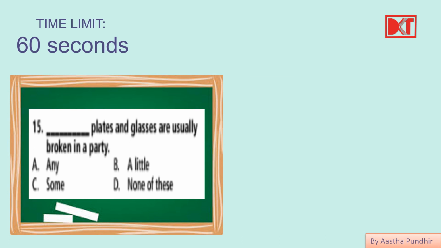Okay, now the next one says dash plates and glasses are usually broken in a party. Any plates and glasses, a little plates and glasses, or some plates and glasses. Here the correct answer is C. Some plates and glasses are usually broken in a party. Plates and glasses, we're talking about plural. And these are quantifiers, used for telling the quantity or amount. So what are we quantifying here? Plates and glasses.